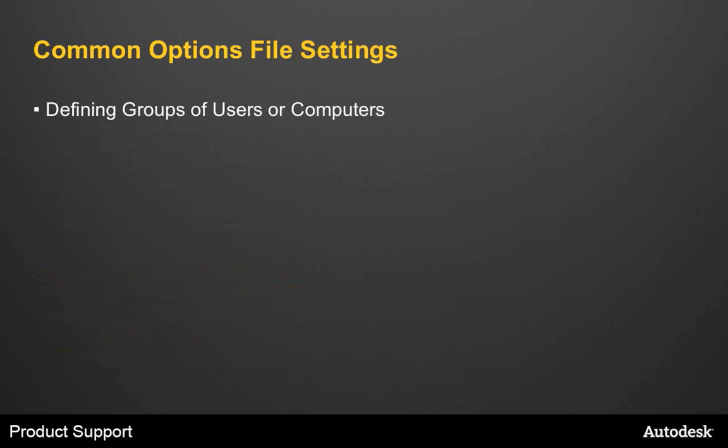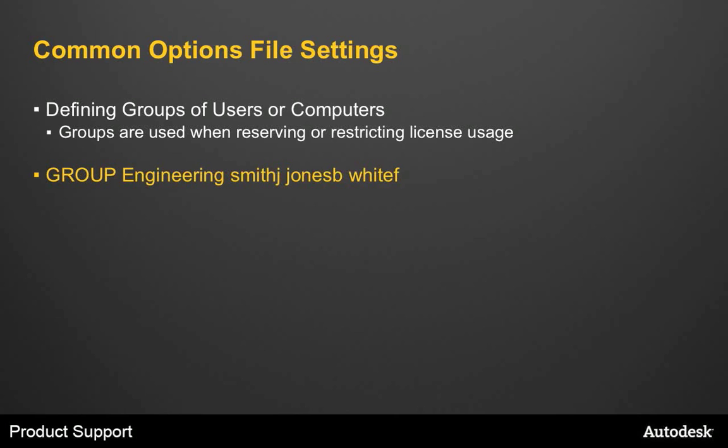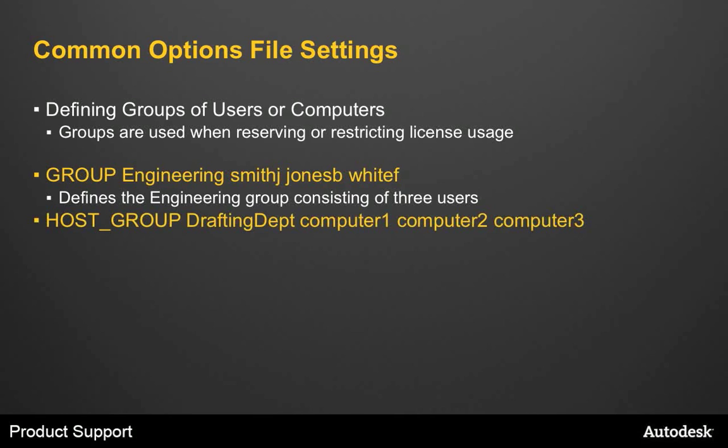As you begin managing your licenses and who can access them and who can't, it's useful to define groups of users or computers. So groups are used when you're reserving or restricting license usage. And the way you define a group is just like this. Use the group option, followed by the name of the group, followed by the usernames that belong to that group. So in this case, I would have defined an engineering group consisting of those three users. A host group lets you define a group of computers as opposed to users. So in this case, I would have defined a drafting department group consisting of 3 computers.